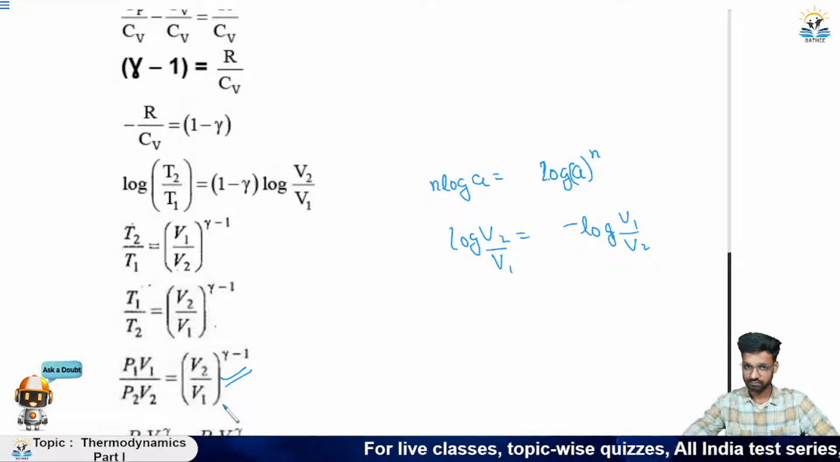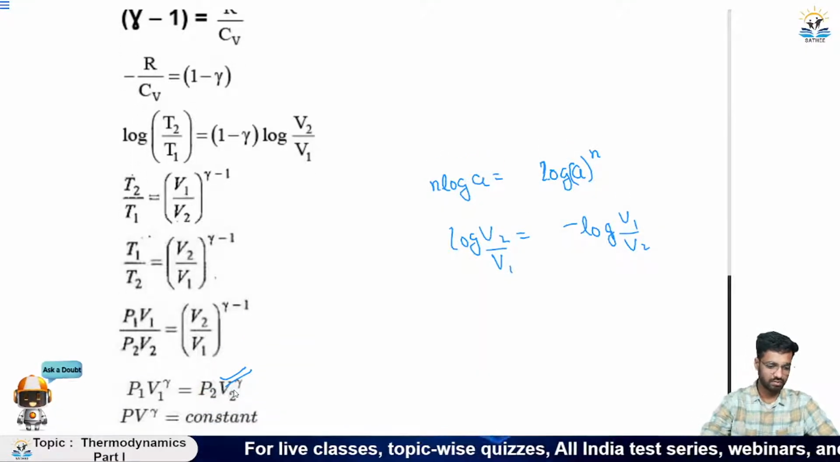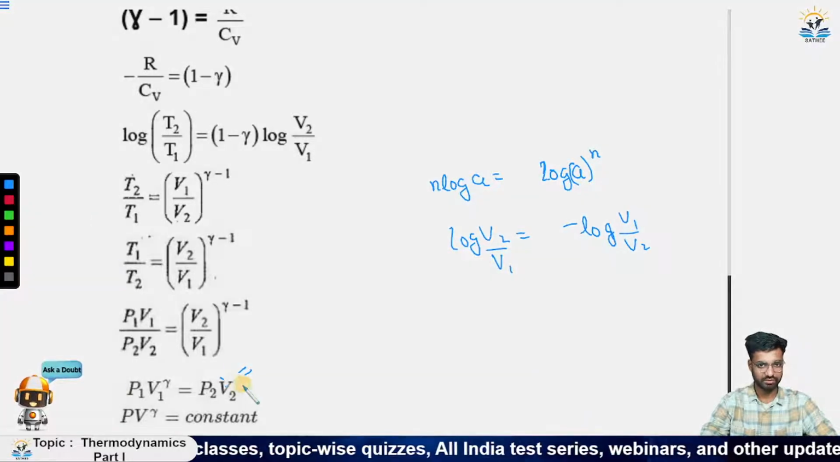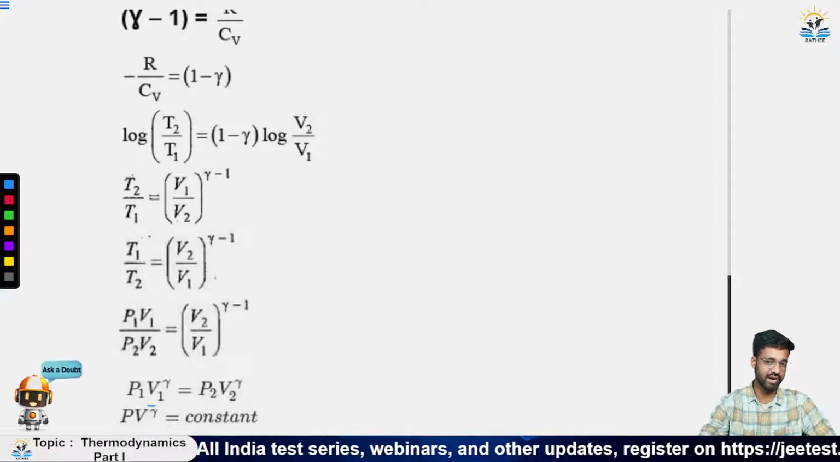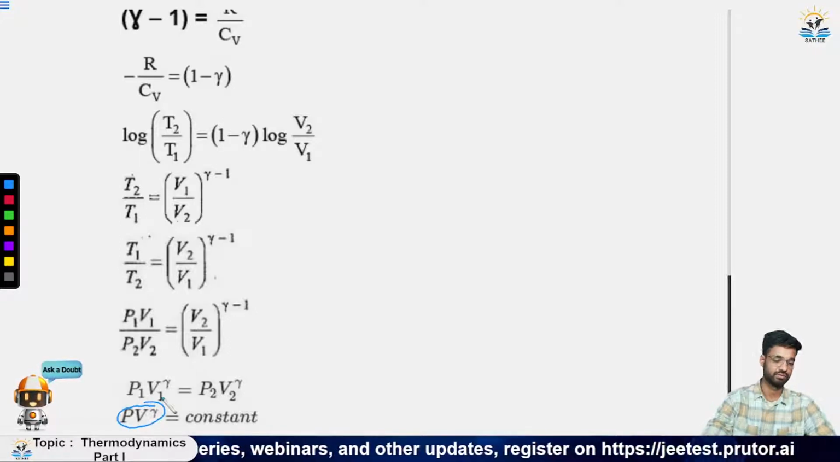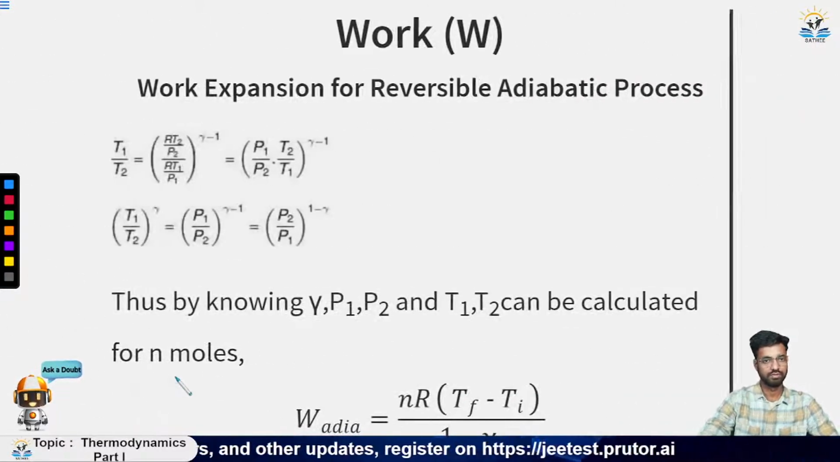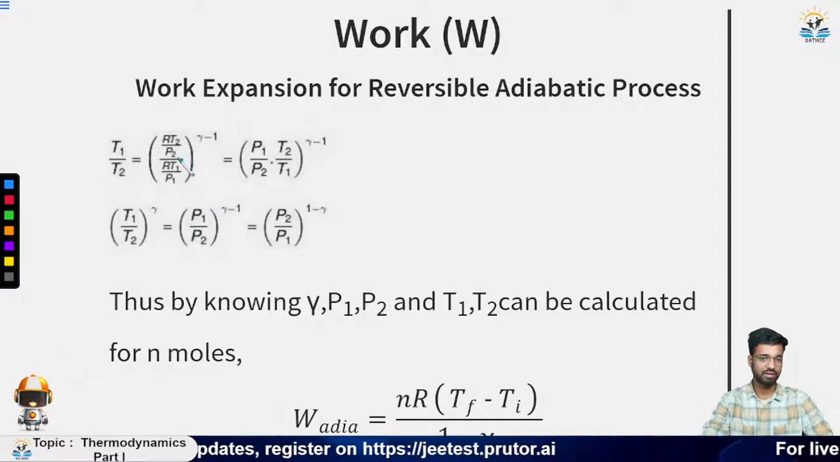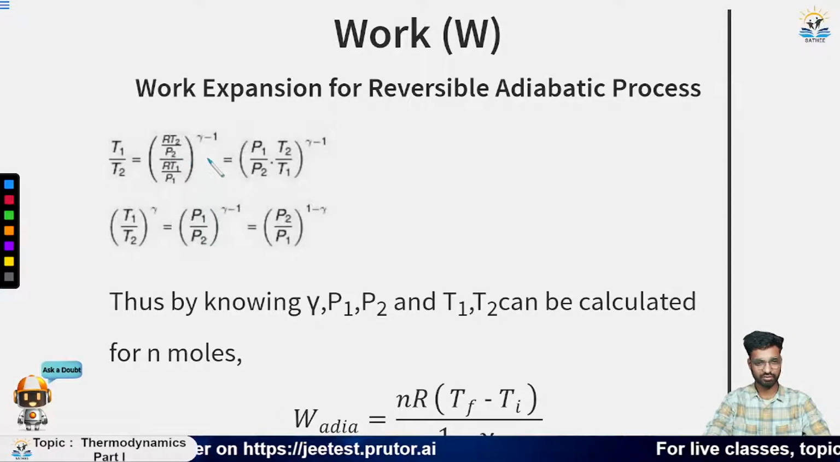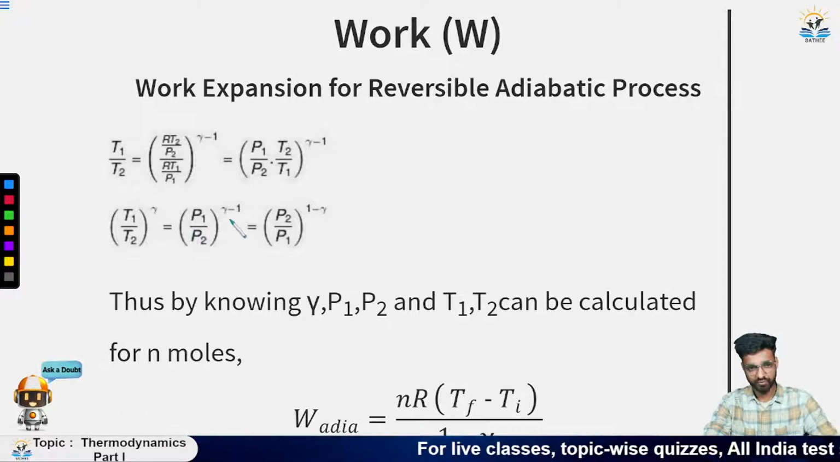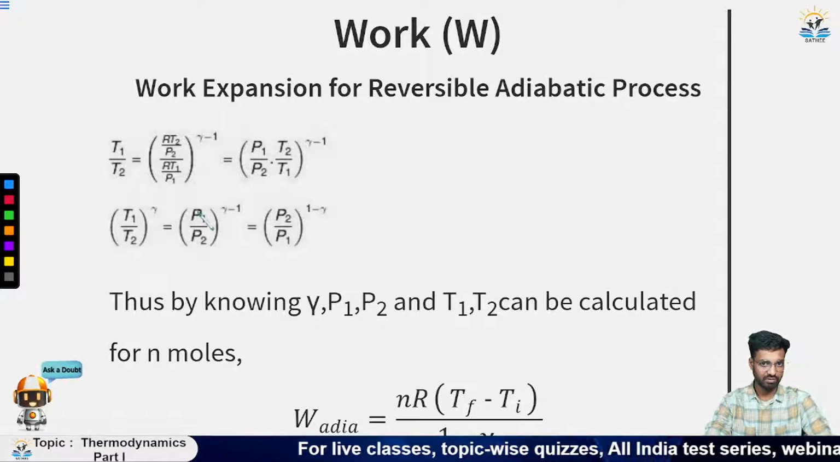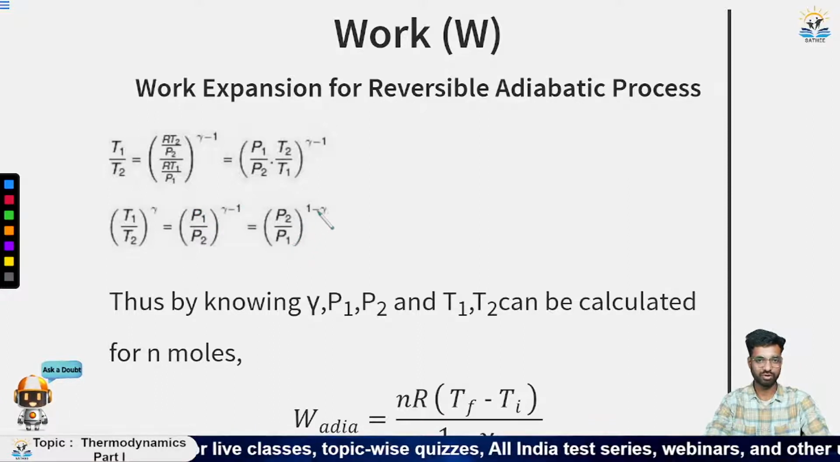Okay. So this is the main equation here, that PV gamma is equal to constant for an adiabatic process. Now next, similarly, we know that PV gamma is equal to constant. Now we calculate it for T1 and T2. We get it as T1 by T2 gamma, P1 by P2 gamma minus 1, P2 by P1 1 minus gamma. Okay, so we get this thing here.